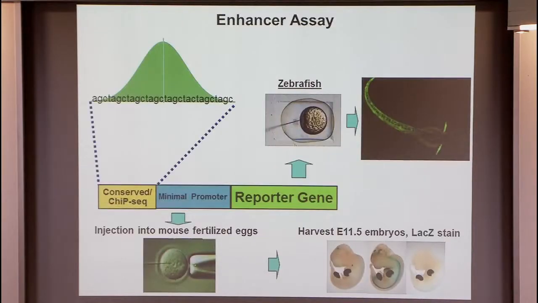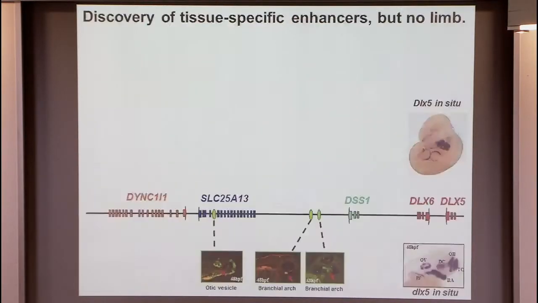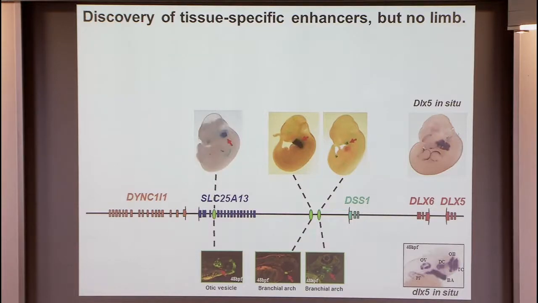And we also did this in mice, same thing, what I showed you before. This is the region, DLX5 and 6, and you can see we are finding enhancers, but none of them were actually in the limb. So this one was a branchial arch. This one was an ear enhancer, and some patients here have actually hearing loss and so forth. But we weren't finding the limb enhancers for this.